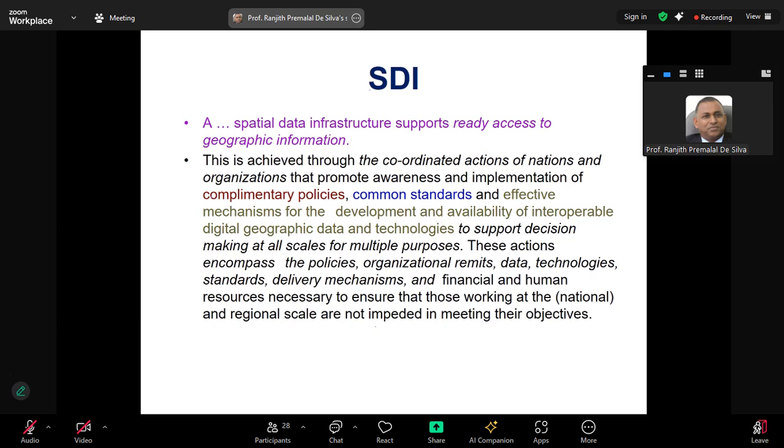Common standards: everybody works on the same common standard. It's very important for whatever you do to comply with the available introduced standards, so you don't need to worry about the quality of the outputs. And it also says the availability of interoperable digital geographic data.